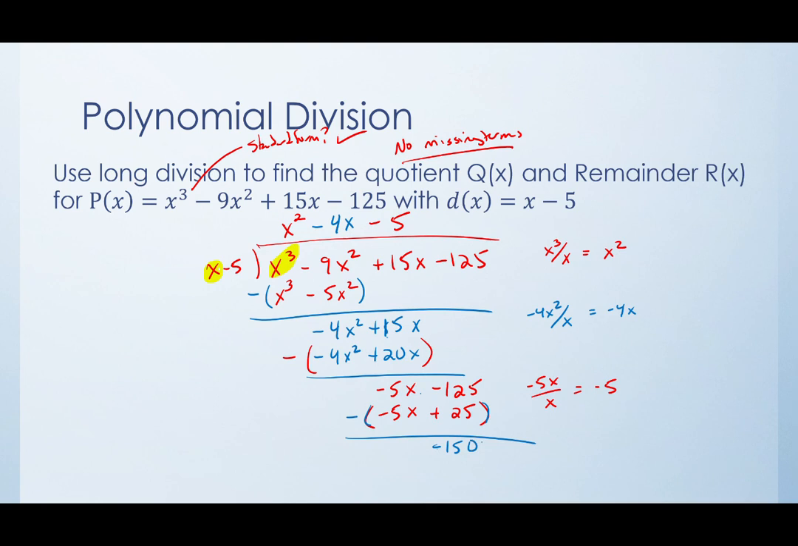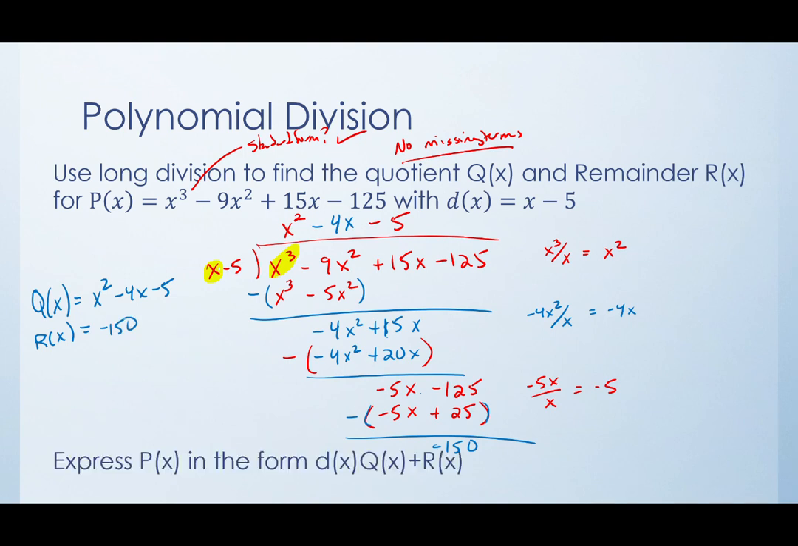So we've got a quotient, I'm going to write them over here, q of x equals x squared minus 4x minus 5, and our remainder is equal to negative 150. Okay, so we can write our polynomial now as p of x is equal to x minus 5 times x squared minus 4x minus 5, minus 150. So obviously x minus 5 is not a factor of our original polynomial.